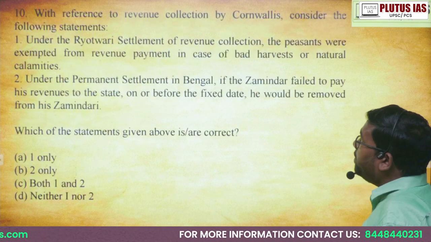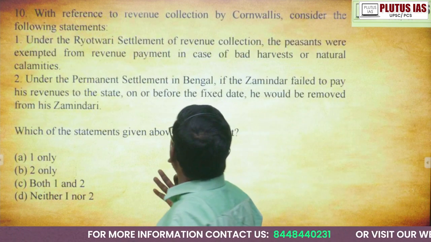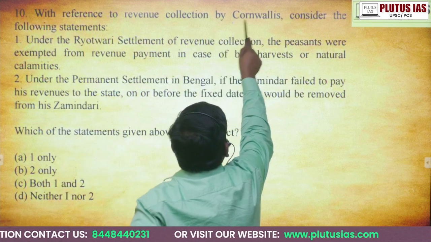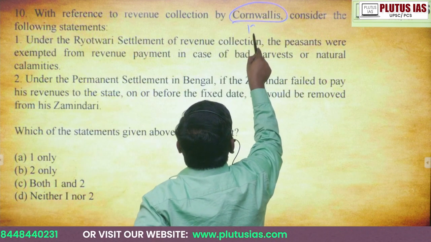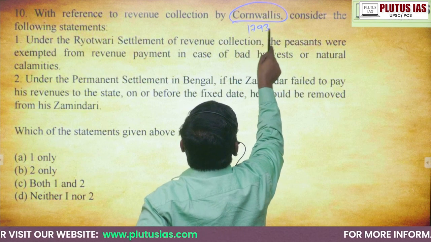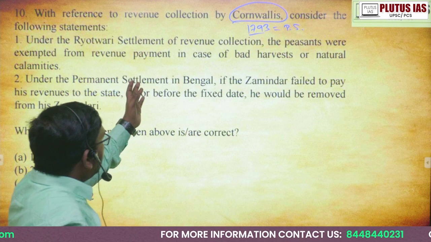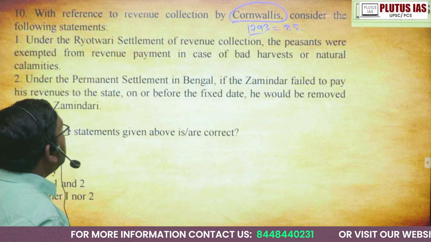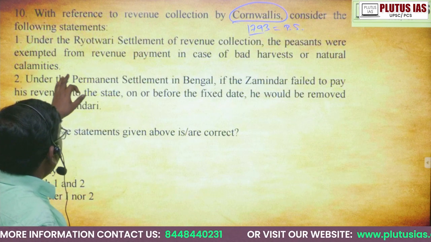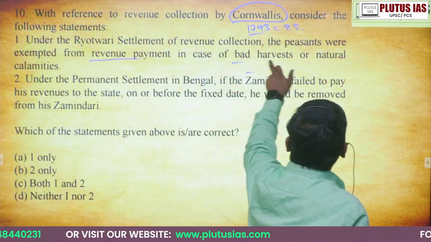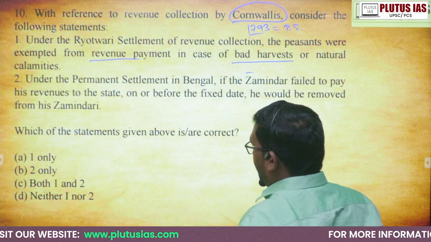Okay, then we have, with reference to the revenue collection by Cornwallis, consider the following statement. See, they are asking about Cornwallis revenue settlement. Kab aaya tha? 1793, that is a permanent settlement, right? Here they are asking Ryotwari settlement of revenue collection. The peasants were exempted from revenue payment in case of bad harvest and natural calamities, hai na?